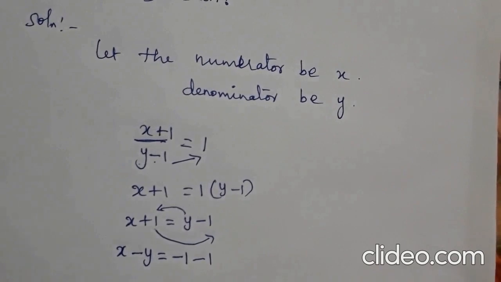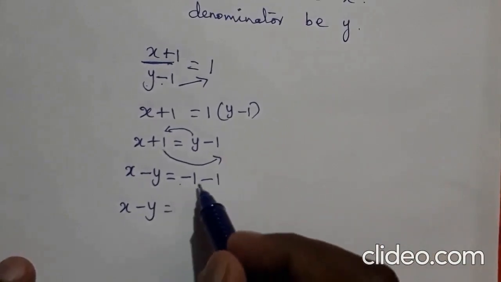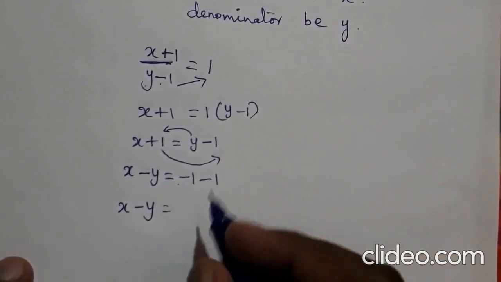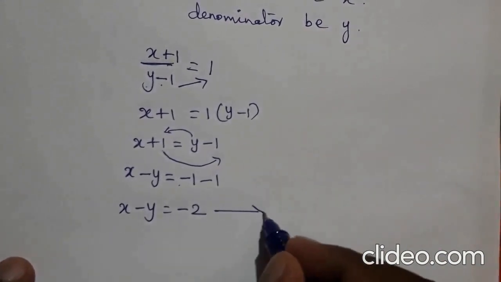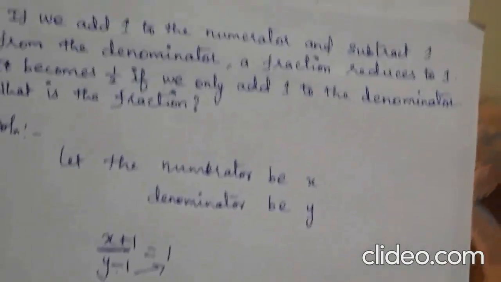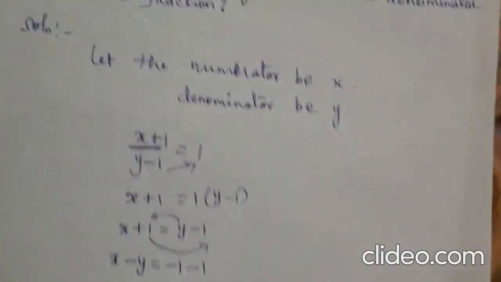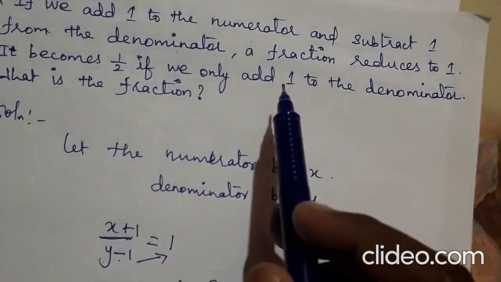So here you will get x minus y is equal to minus 1, here minus 1. Both are also the same, just add it. So we got equation 1 from the first condition. Next we can go to the second condition.